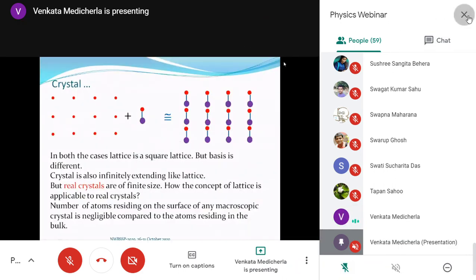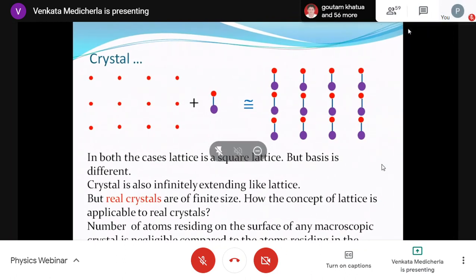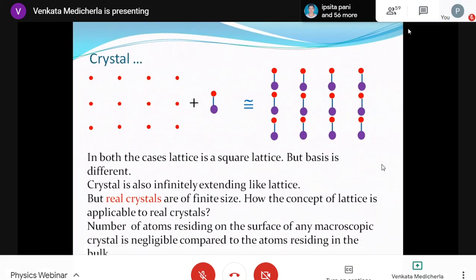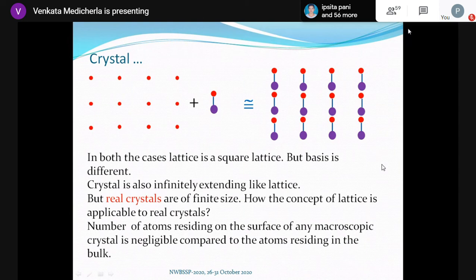So a crystal is also infinitely extending like a lattice, because at each point of the lattice you have to place the basis. That means it is infinitely extending again. But is it possible to make an infinitely extending crystal? That's not possible. You cannot make an infinitely extending crystal.